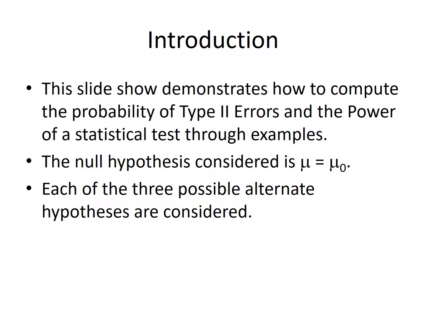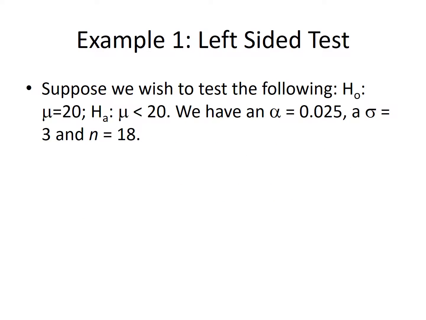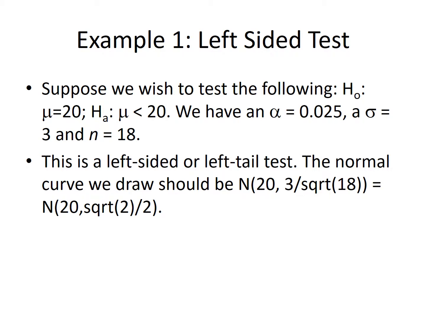Each of the three possible alternate hypotheses are considered. For our first example, we'll consider a left-sided test. Suppose we wish to test the following. The null hypothesis is that the population average is equal to 20. The alternate hypothesis is that the population average is less than 20. We have an alpha level of 0.025, a population standard deviation of 3, and a sample size of 18.